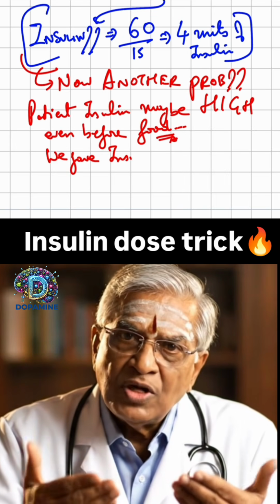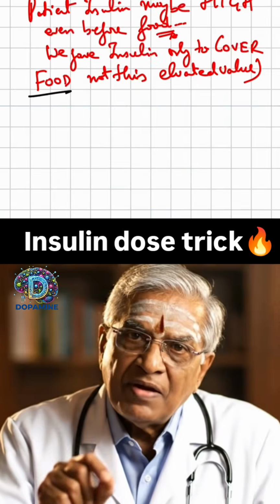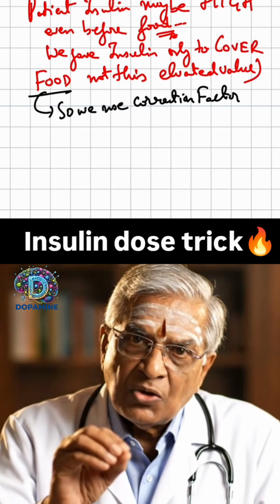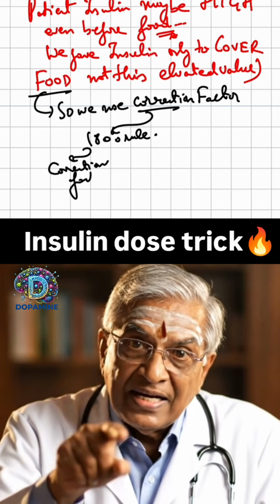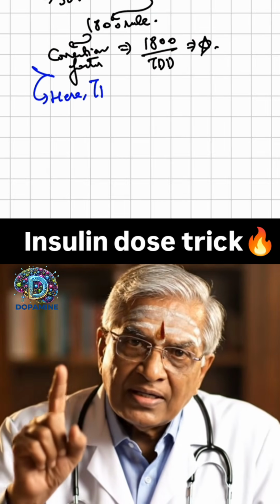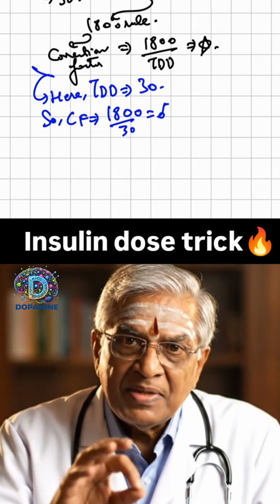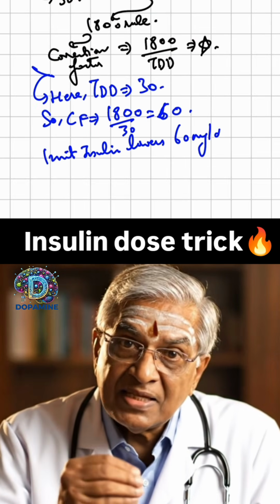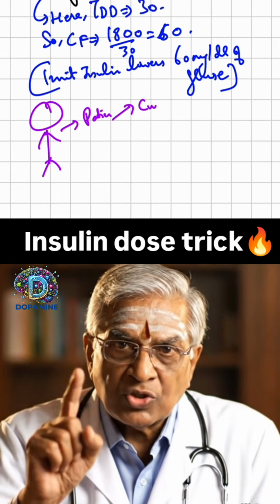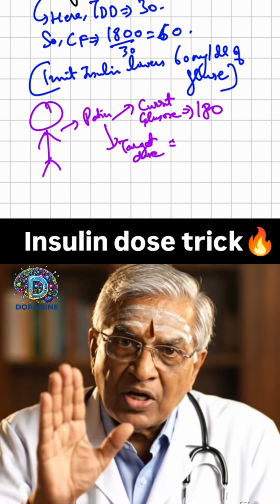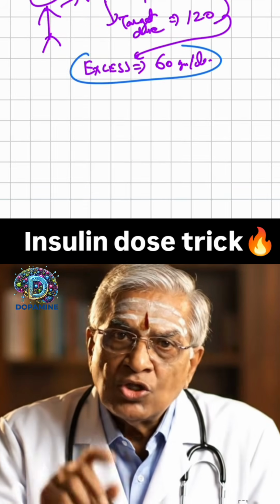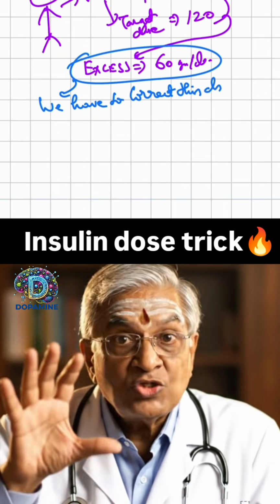If we give insulin only for food, we ignore the glucose already present in the blood. That is why we calculate a correction dose. Correction is calculated using the 1800 rule, which is 1800 divided by TDD. So here, 1800 by 30 gives 60. This means 1 unit insulin lowers glucose by 60 milligrams per deciliter. Now check the patient's current glucose. If it is 180 and the target is 120, there is an excess of 60. So correction dose becomes 60 by 60, which is 1 unit.